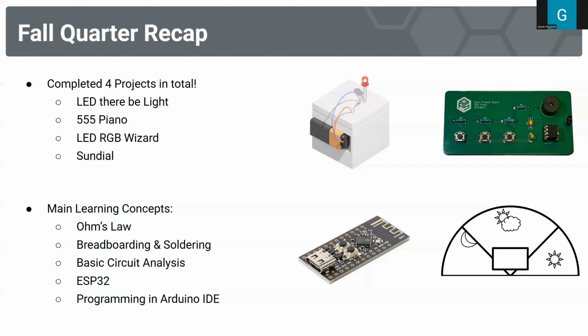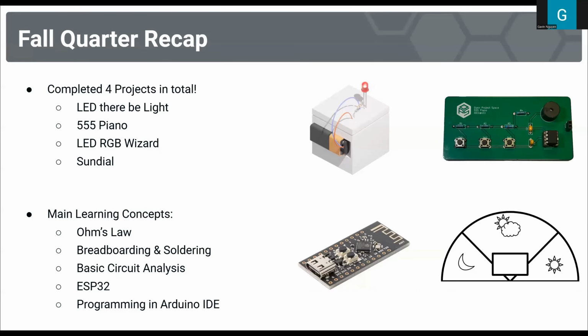So in fall quarter, we've completed 4 projects in total. The first project was Let There Be Light, and then 555 Piano, as well as the LED RGB Wizard project, and then your last project is going to be Sundial. And hopefully in fall quarter, you've learned Ohm's law, how to breadboard and solder circuits, basic circuit analysis like what nodes are, etc. And then programming with the ESP32, and also programming in Arduino IDE.